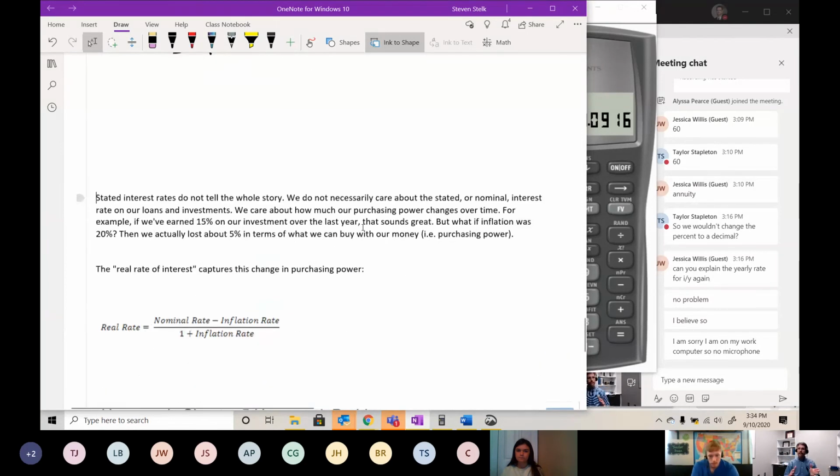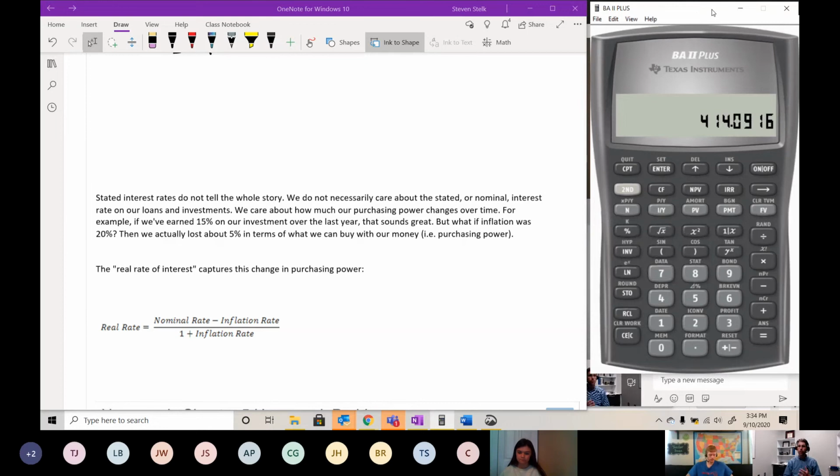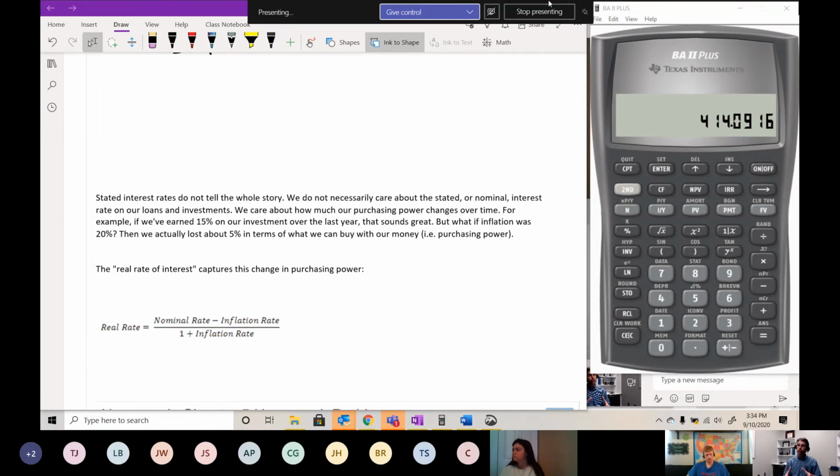In addition to looking at cash flows where there's more than one compounding period per year, there's another section of Chapter 5 that we care about, and that's the fact that stated interest rates, whether it's an APR or even an annual effective rate, don't tell us the whole story. That's because we don't necessarily care about what our rate of return is or what the borrowing cost is. What we really care about is the change in purchasing power. That is, what can we buy with the money, right?